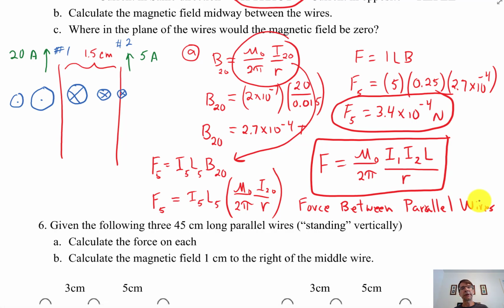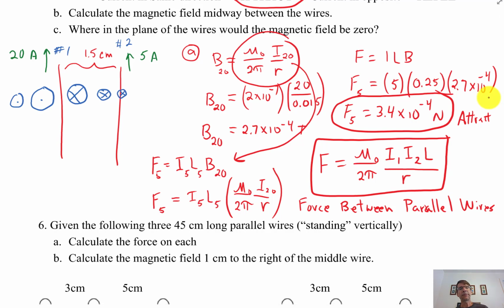So that's a shortcut. We could have just plugged into that equation right up there, and that would have given us the force. They attract in this case. I circled that at the top. They attract. So that's the force of attraction.